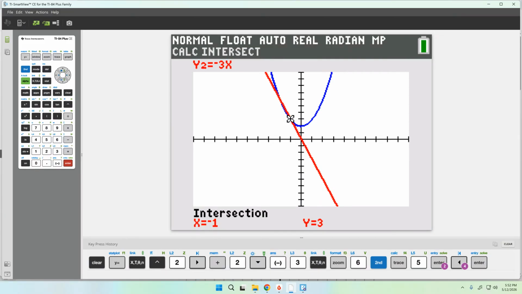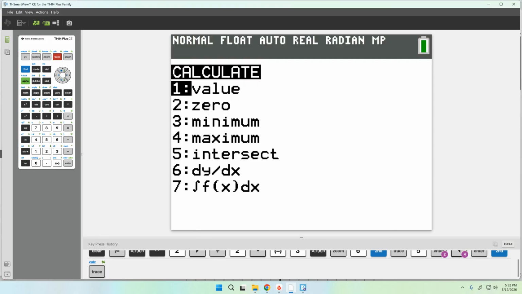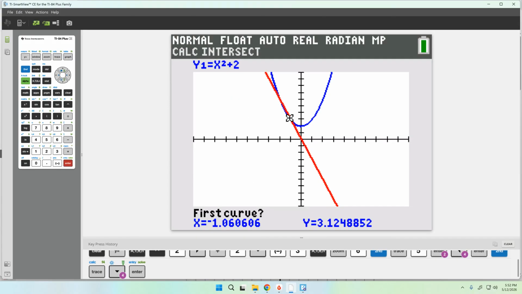To find the second one, I'm going to do the same thing. Second trace, go to 5 for intersect. Okay. First curve, yep, second curve. Now I have to make sure the flashing icon goes closer to the second point. If I leave it there, it's going to give me that same point of intersection of negative 1, 3. So I need to get it up there, push enter. And I can see, oh, there is a second point of intersection. It's the ordered pair negative 2, 6. And that's great to know, but it doesn't give us enough information to graph our quadratic.